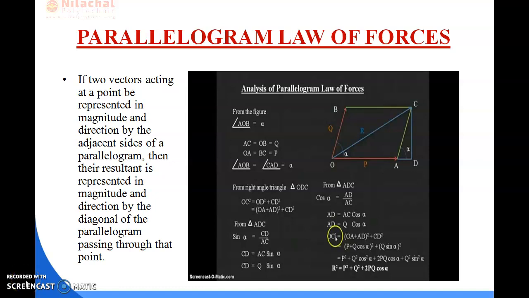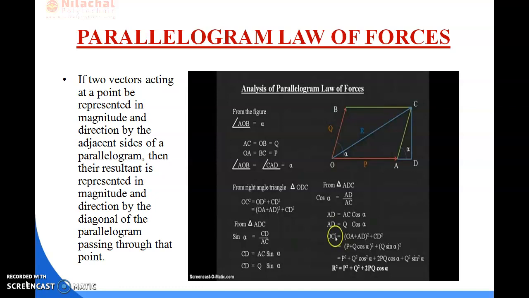So now we discuss what are the formulas that we use to solve the problems in the parallelogram law of forces. After finding the resultant force formula, which is P square plus Q square plus 2PQ cos alpha. Here, instead of P and Q, we can take F1 and F2 as the forces. Then the formula will be F1 square plus F2 square plus 2 F1 F2 cos alpha.